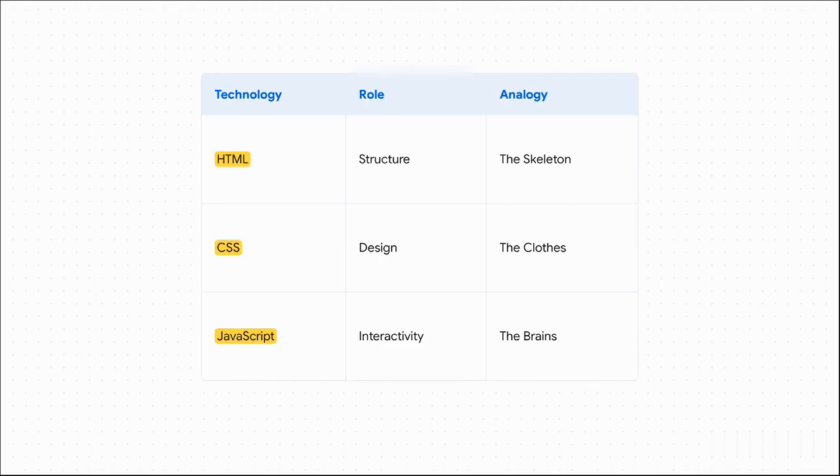Then you have CSS, which is like the clothes. It handles all the design, the colors, the fonts, the layout. And JavaScript? Well, that's the brains. It's the interactivity. When you click something and a pop-up appears, that's JavaScript at work. But for today, we're focused just on the skeleton, HTML.